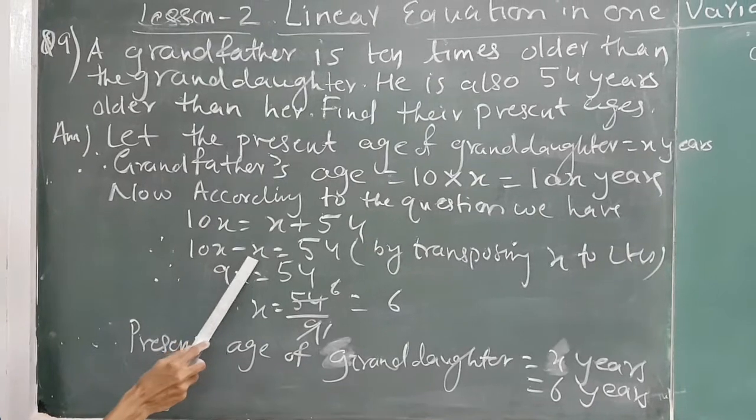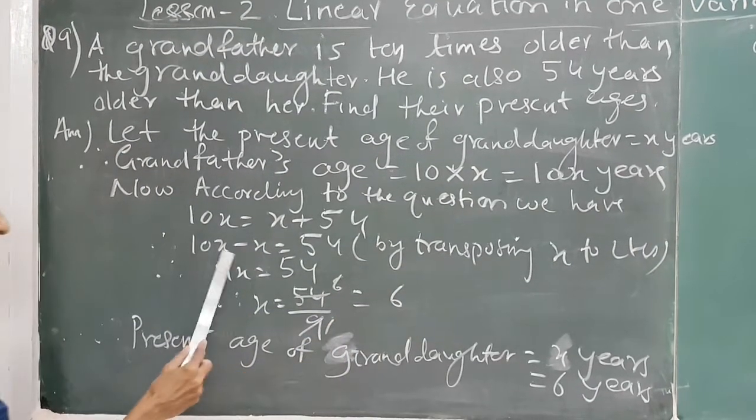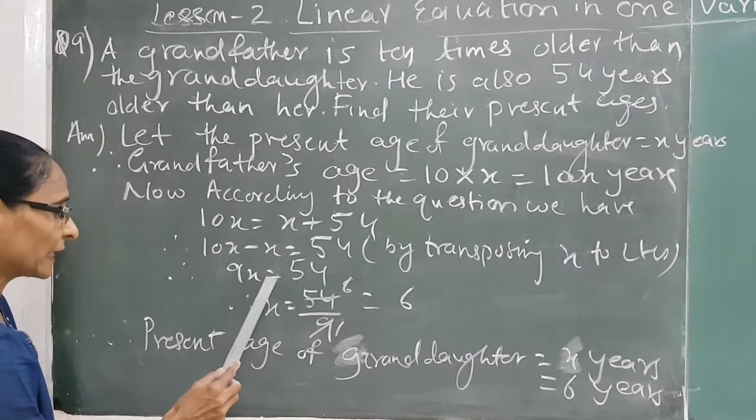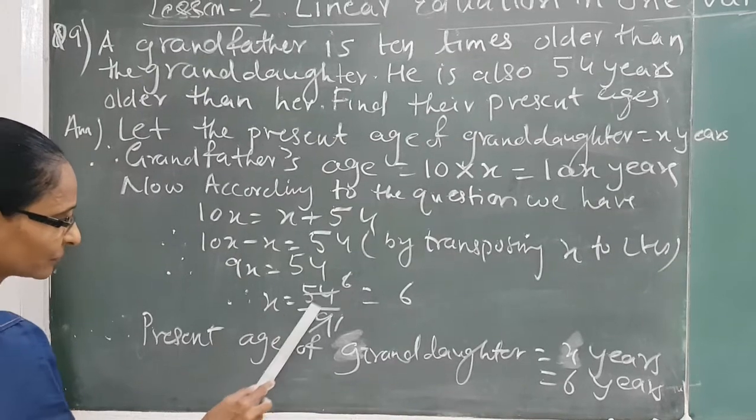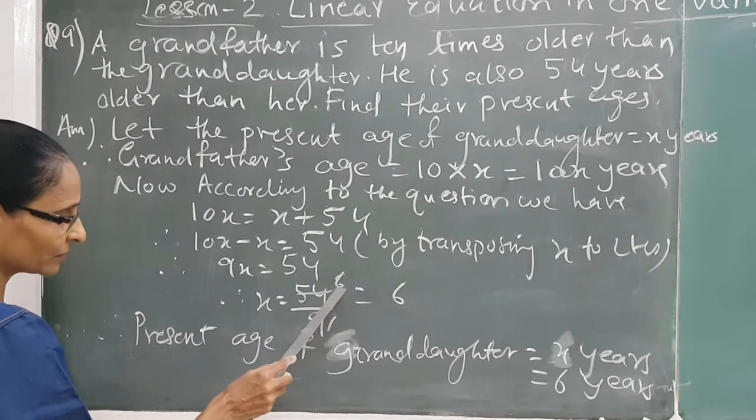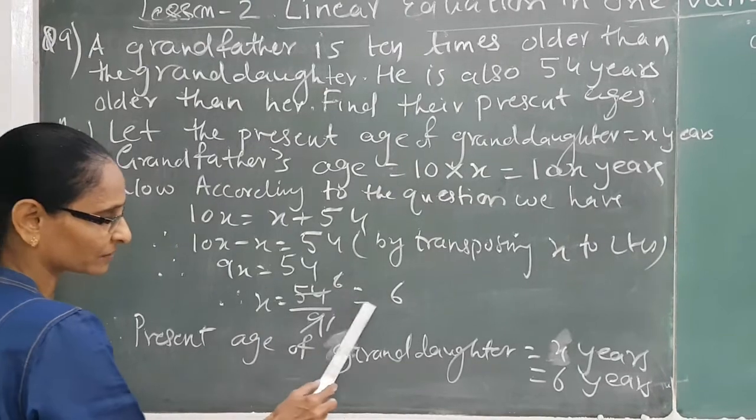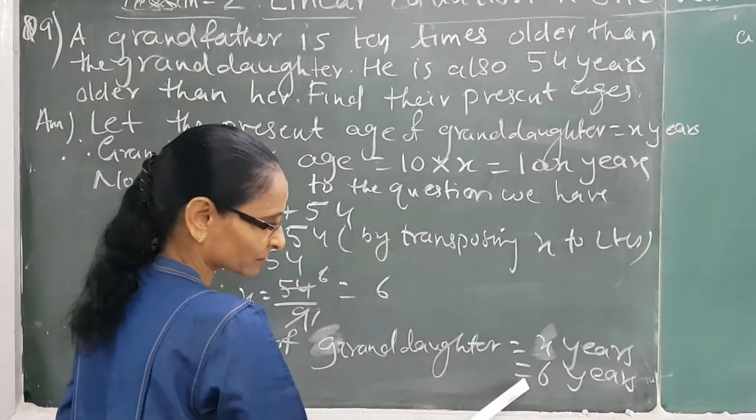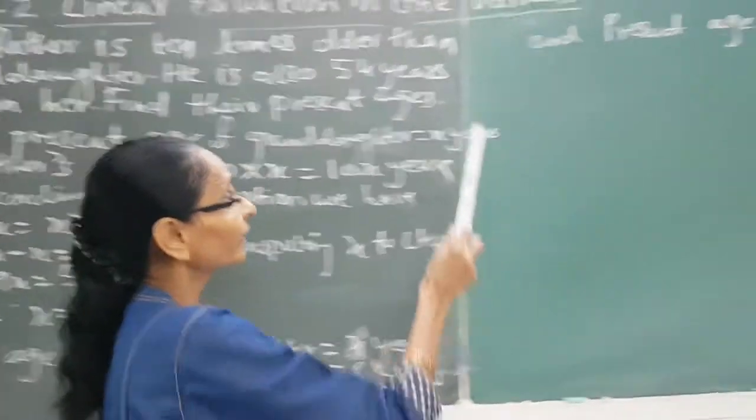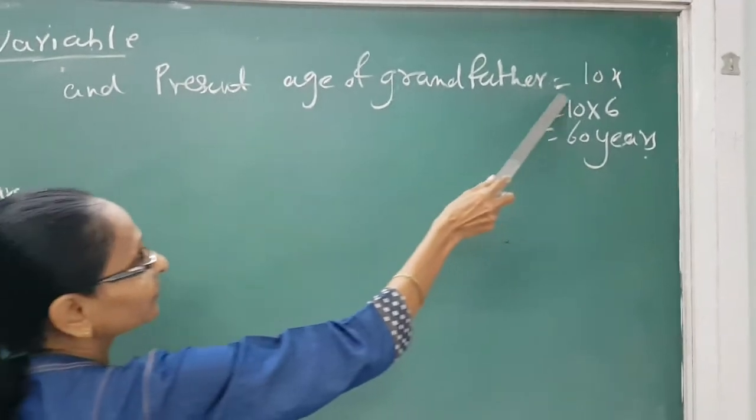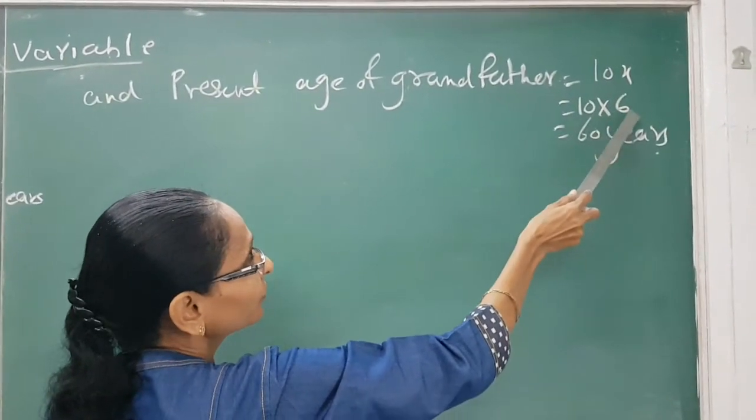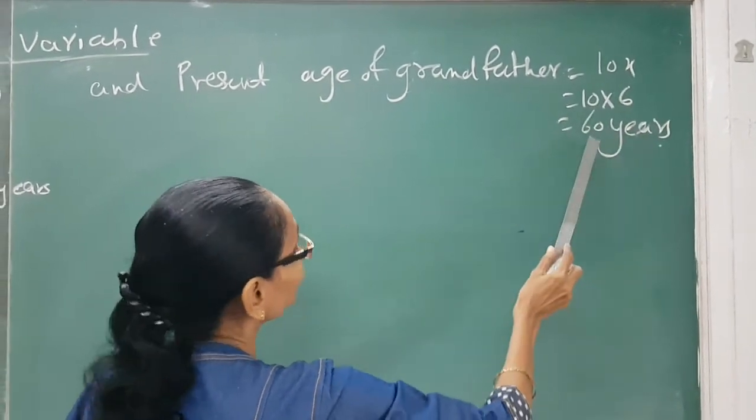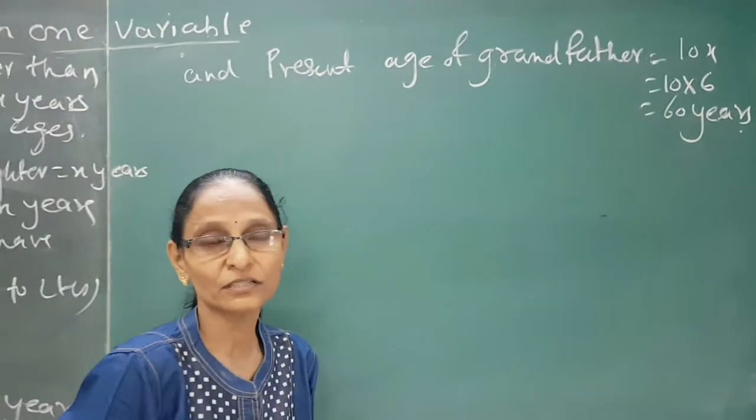Therefore 10x minus x, by transposing x to LHS, is equal to 54. 10x minus x will be 9x. Therefore 9x is equal to 54. Therefore x is equal to 54 upon 9. 9 ones are 9, 9 6s are 54. Therefore x is equal to 6. Therefore the present age of the granddaughter is x years, which is 6 years. And the present age of the grandfather is 10x. So 10 into 6, because 6 is the value of x, is 60 years. So the grandfather's age is 60 years.